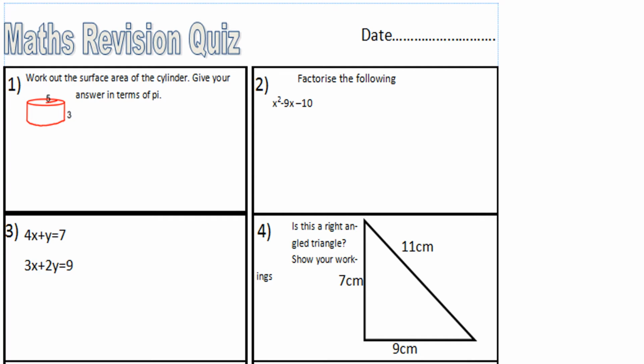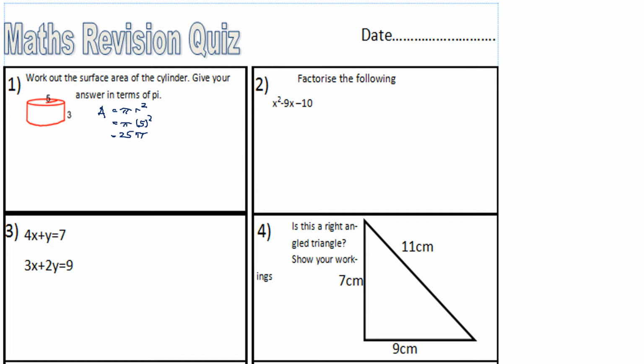Okay, question number 1. We want to find the total surface area of a cylinder. Give your answer in terms of pi. Okay, so we've got two circles. So the area of the circle is going to be pi r squared. So that's going to be pi times 5 squared, 25 pi.